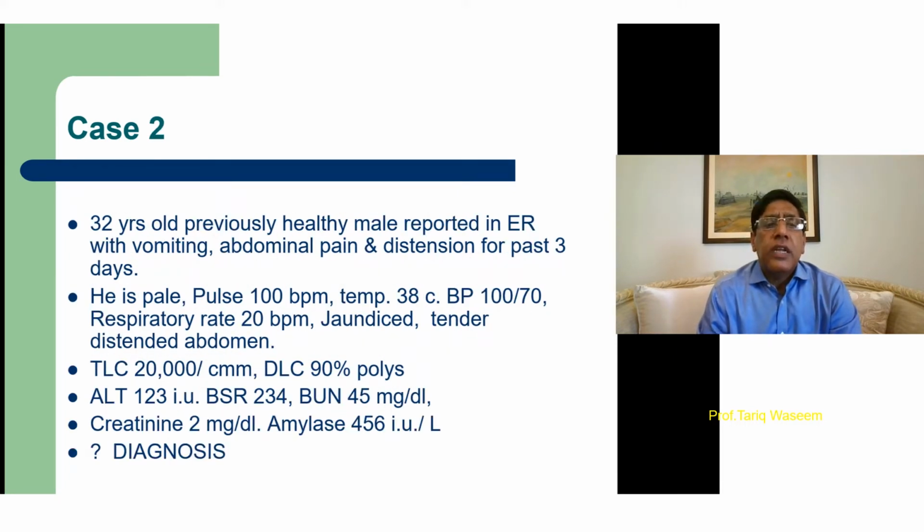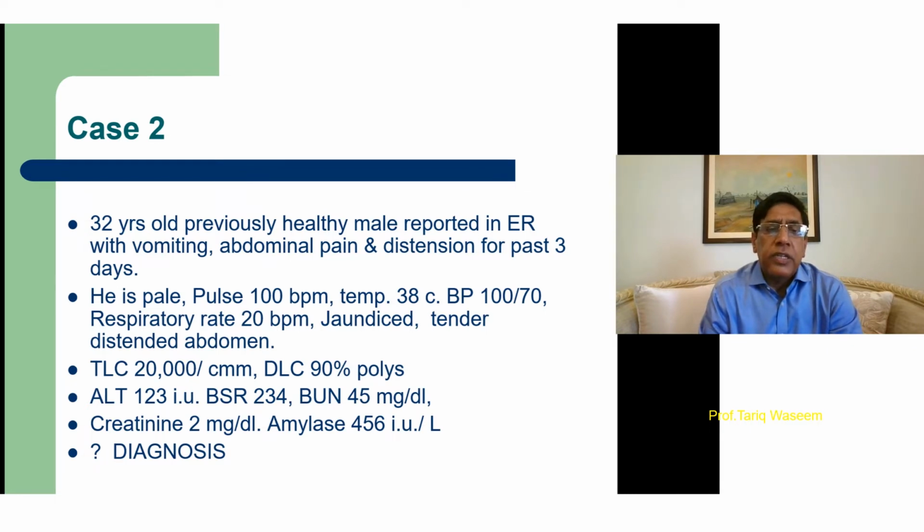Now, this is another case scenario where a 32-year-old previously healthy male reports in the emergency room with vomiting, abdominal pain, and distension for the past 3 days. He's pale, his pulse is 100 beats per minute, his temperature is 38 degrees centigrade, blood pressure around 100 by 70, respiratory rate was 20 per minute, and he was jaundiced. He had a tender, distended abdomen.